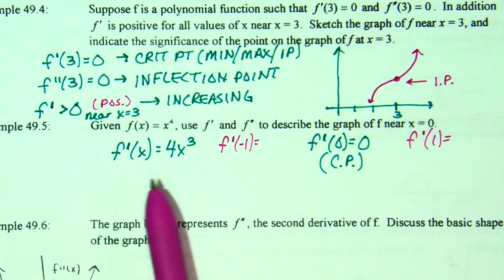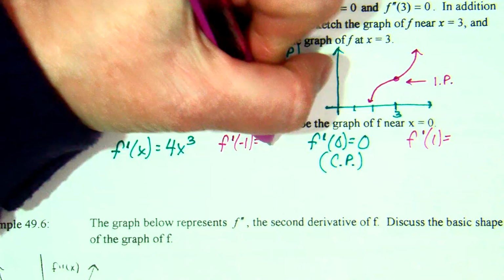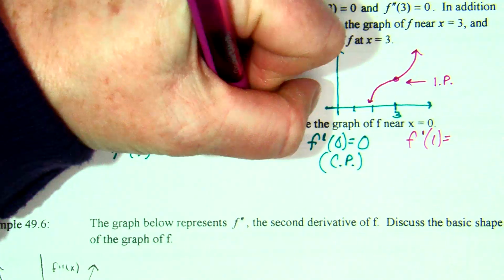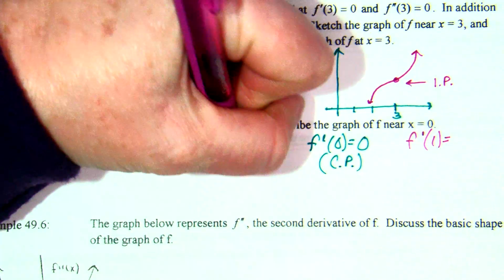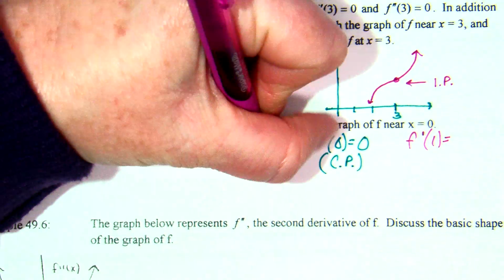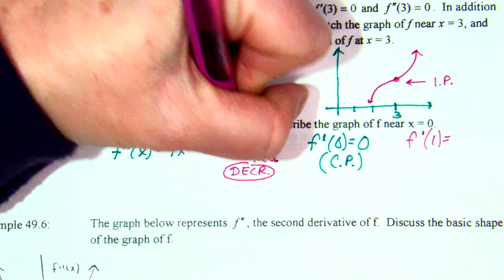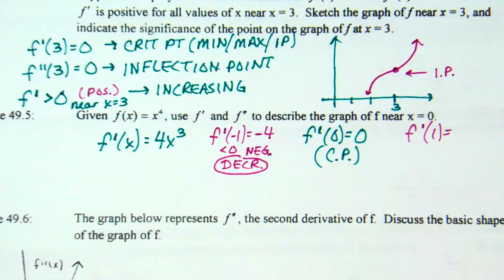What do you know about the derivative at -1? It's -1 cubed, so it's -1 times 4. So it is -4, which most importantly it is negative, which means decreasing. Okay, since it is less than 0. What about when you put in 1 on the right? Yeah, you put in 1, it becomes +4, which the key there is greater than 0 or positive. My first derivative is positive. My graph is increasing.